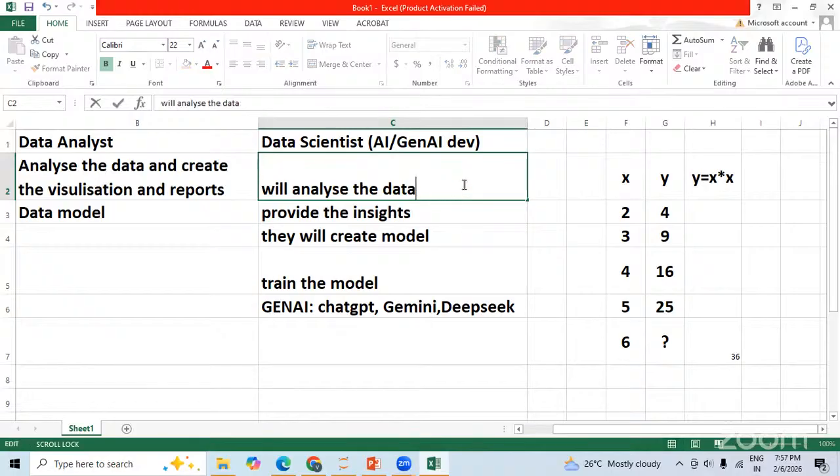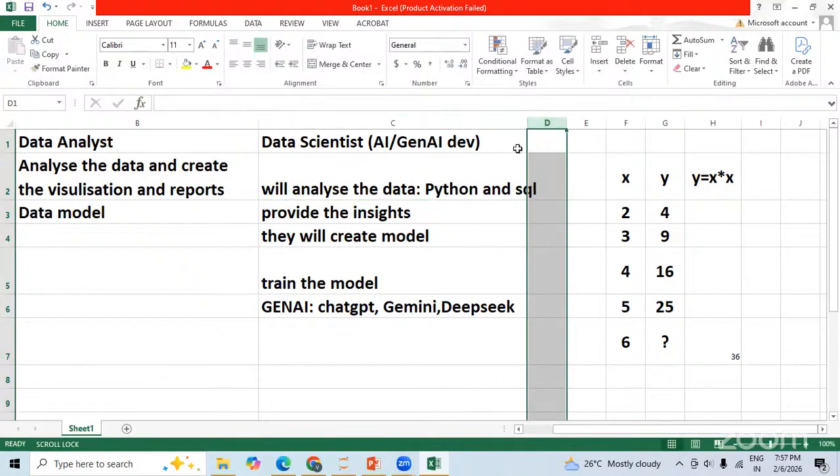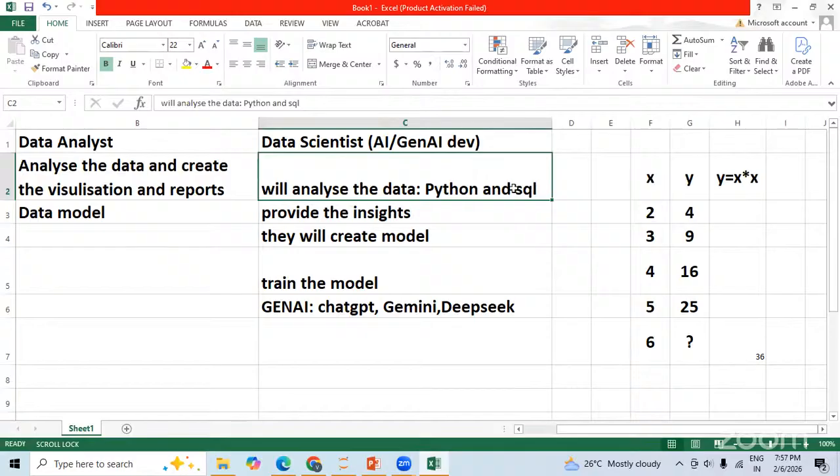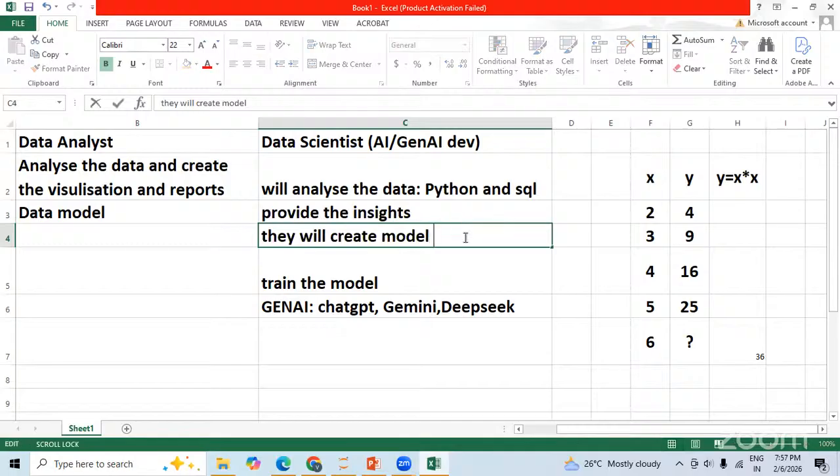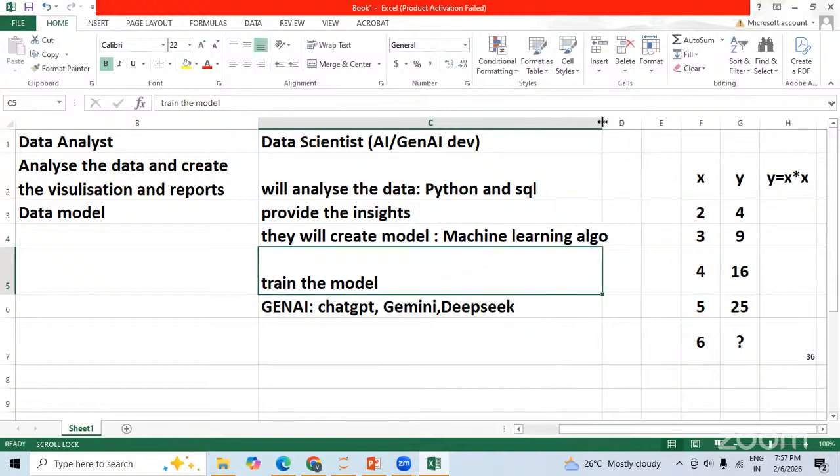We are simply using Python and SQL. In data analyst and data scientist roles, we require Python and SQL to analyze the data. So in the analyze phase, we require data handling techniques. What are the data handling techniques? I will tell you in the session. Then we have to create the model. And how are we going to create a model? By using machine learning algorithms. We have different types of algorithms.